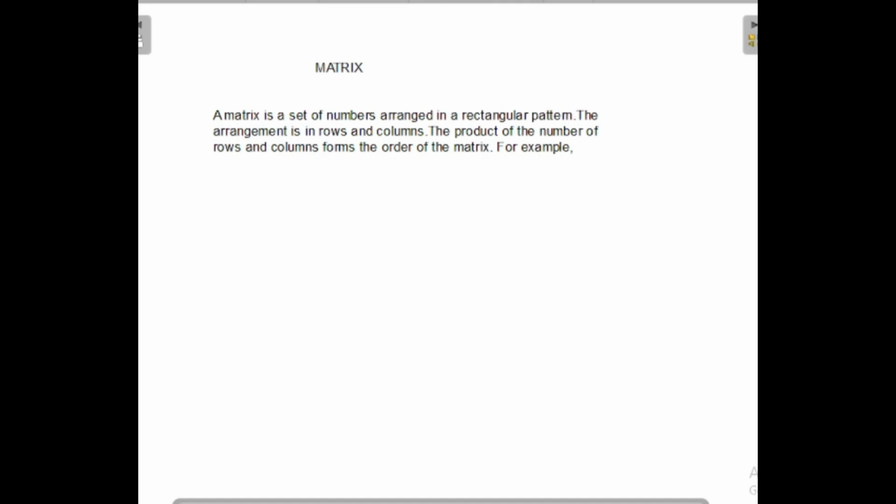Good evening, viewers. Today, I'll be discussing the topic matrix. A matrix is a set of numbers arranged in a rectangular pattern. The arrangement is in rows and columns. The product of the numbers of rows and columns forms the order of the matrix.